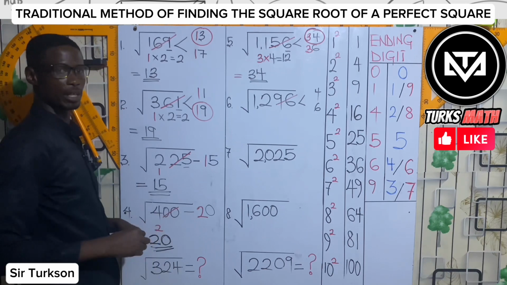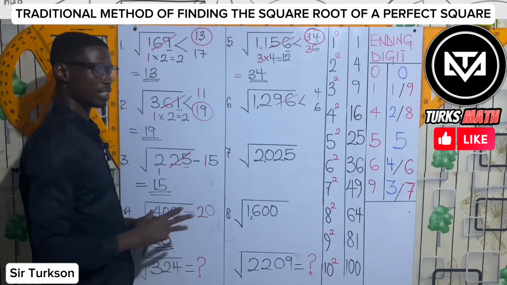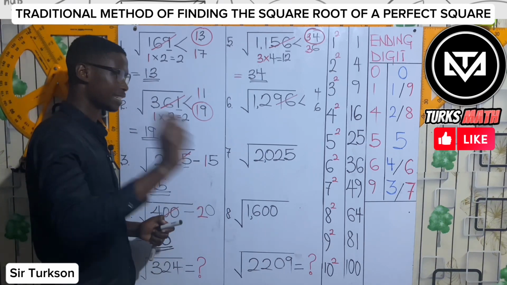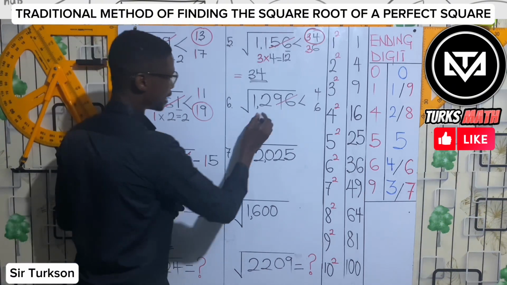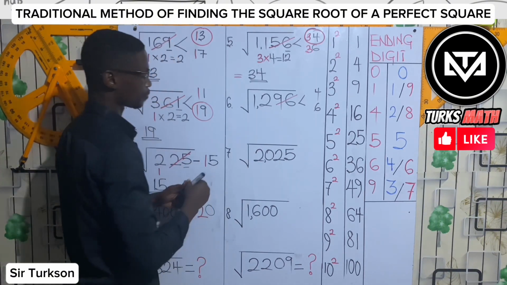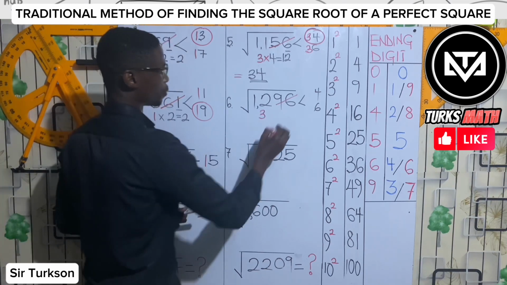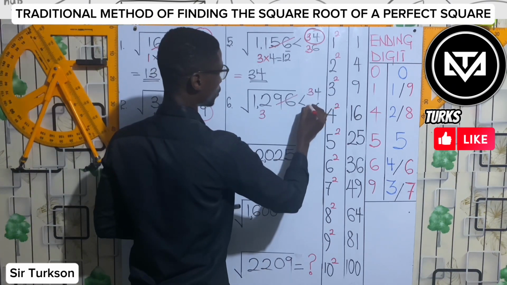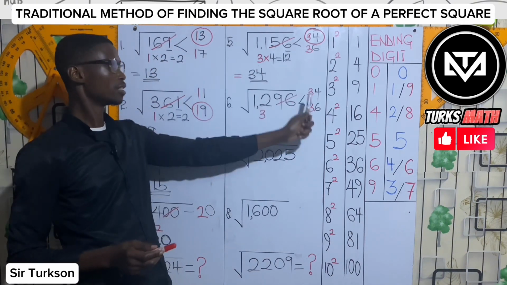12 is not a perfect square. Which perfect square is closer to 12? 11 is not, 10 is not, 9. And the square root of 9 will give us 3. So here is 3. Now you put your 3 down here. You put your 3 down here. We have the same result as the first one here.